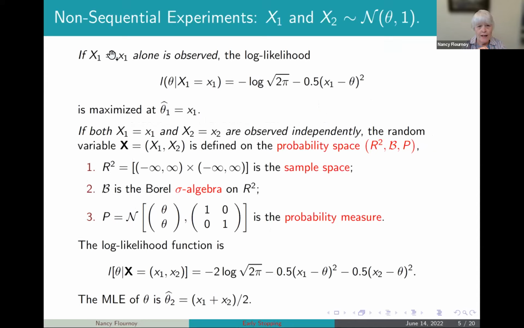So non-sequential experiments, we've got X1 and X2, they're both normally distributed with some mean and unit variance. So if only X1 is observed, one can write down the likelihood function, and it's maximized at the observed random variable. And if you had a big sample, that would be X bar. But for a sample size of 1, it's just the observed value. If you observe 2 normal random variables independently, you have a bivariate random variable defined on a probability space where the sample space is R squared. You have a Borel sigma algebra, which is what allows you to do unions and intersections. And then you have your probability measure, which in this case is the bivariate normal with 0 correlation. Again, you can write down the likelihood function, and the MLE is X bar.